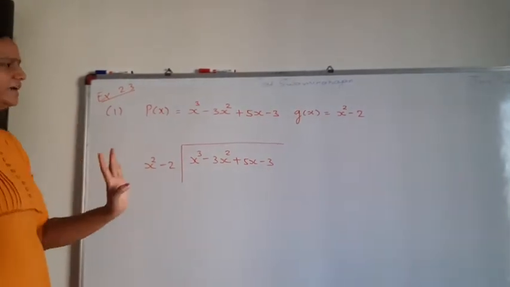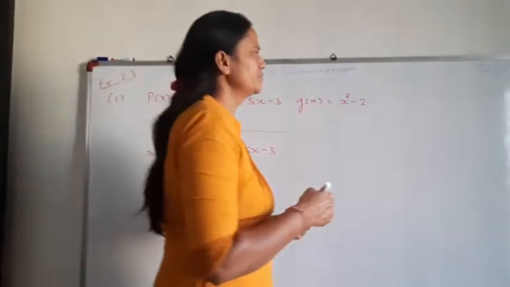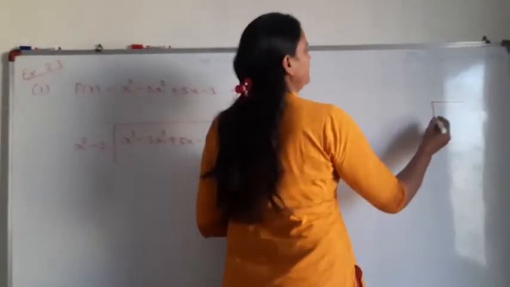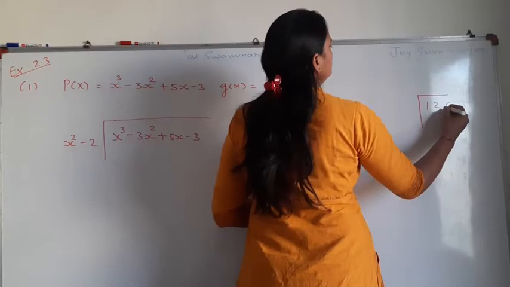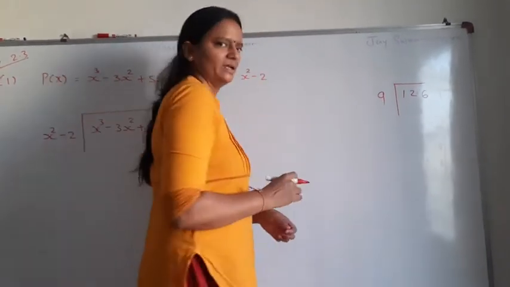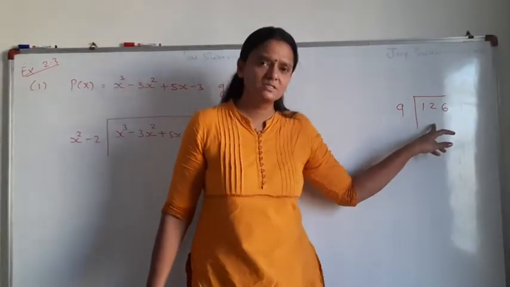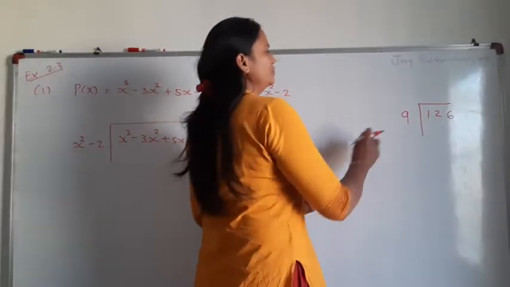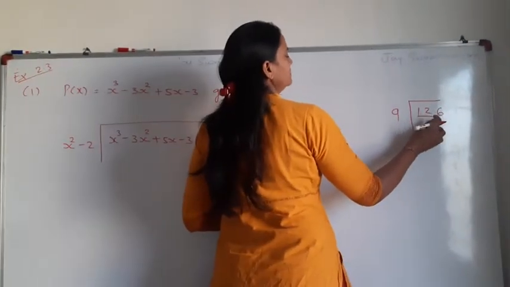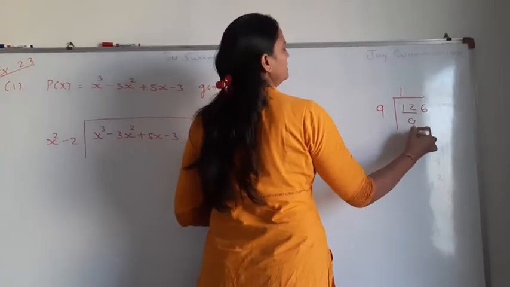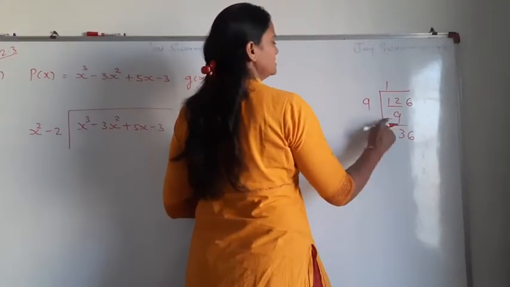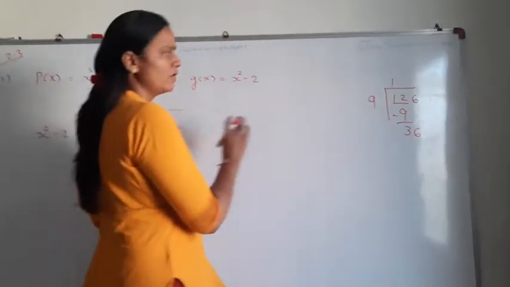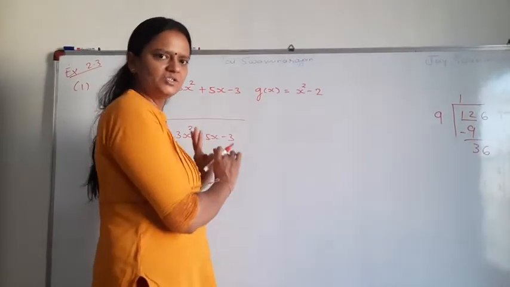Now we want to divide. So let us recall our division process which we did in maybe first or second standard. If we have 126 divided by 9, we know that 126 is the dividend and this is the divisor. So how do we do this? We consider 12. 9 ones are 9, here we will have 36. What are we doing? Subtraction. The same process we are going to follow here for p(x) and g(x).